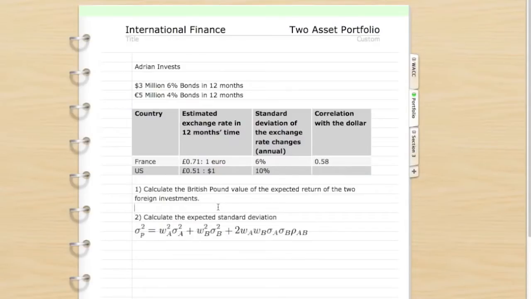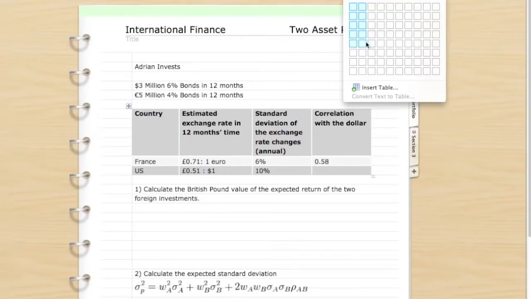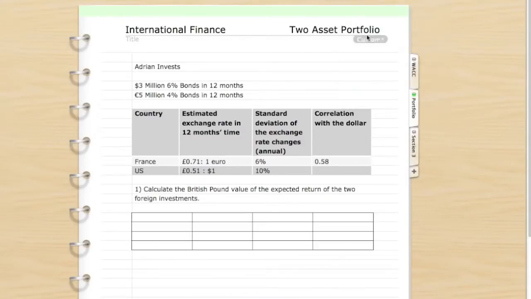So let's have a look at the first question. It says, calculate the British pound value of the expected return of the two foreign investments. Okay, so we're going to get a table. Type in return, investment. So Adrian is going to invest 3 million US dollars. He's also going to invest 5 million euros.